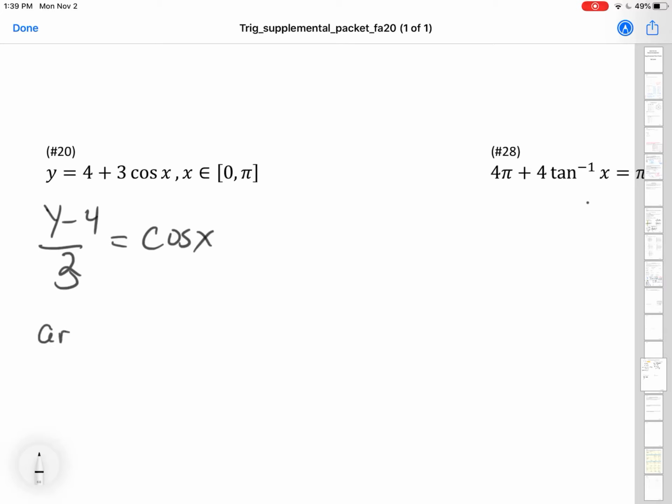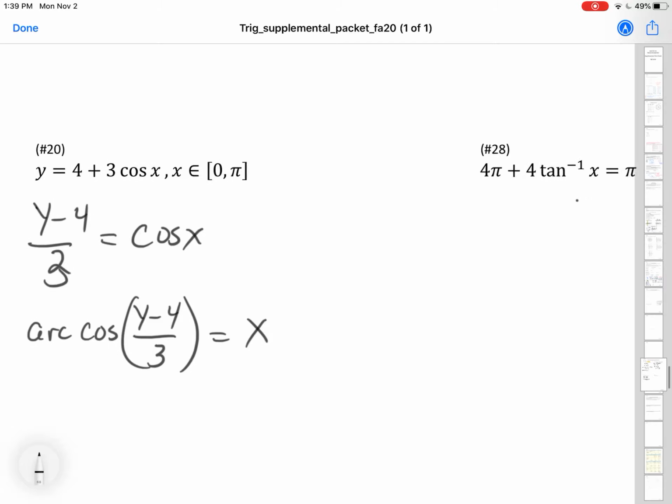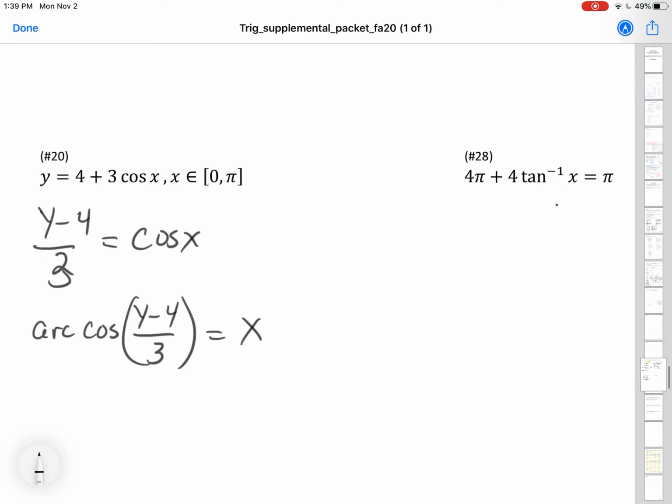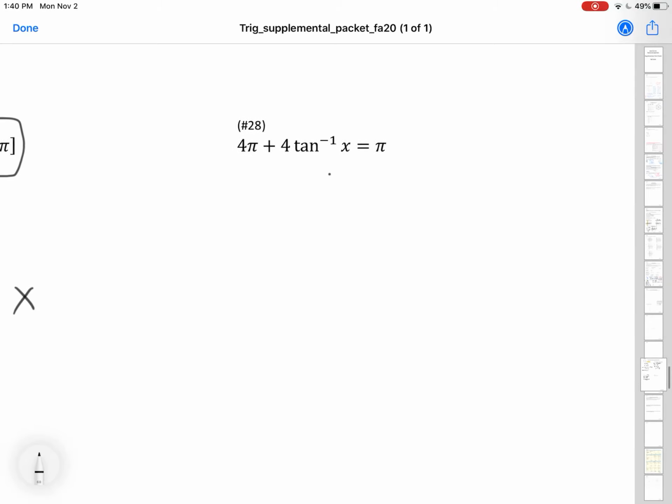You're going to take your arc cosine of y minus 4 divided by 3. And that's what's equal to x. And you're finished. That's what they're going to have in the back of the book. We're guaranteed that that's going to be a 0 to pi output because of this piece right here. That's why they did it, because they knew the last thing you were going to do is the arc cosine.